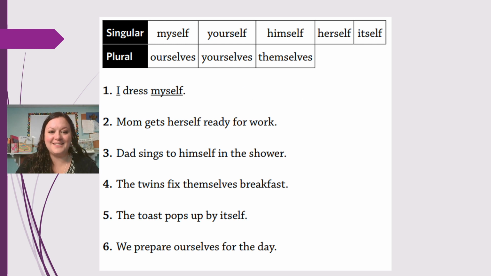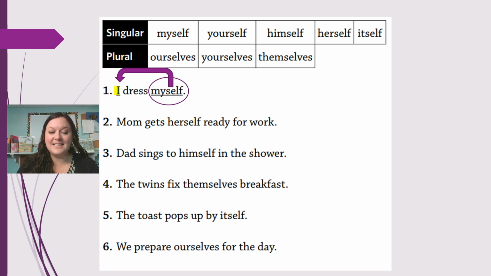Read the first sentence along with me. I dress myself. I is the subject of our sentence. It tells who or what the sentence is about. The pronoun myself is like an object pronoun. It comes after the verb dress, but we use it to show that we're talking about the same person as the subject. Myself is always used when the subject is I.